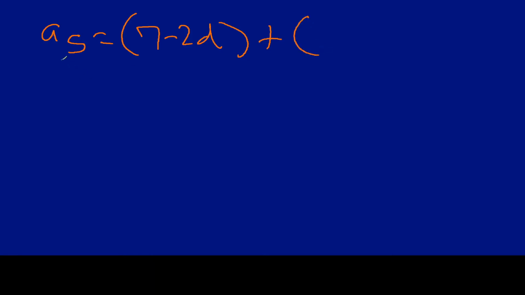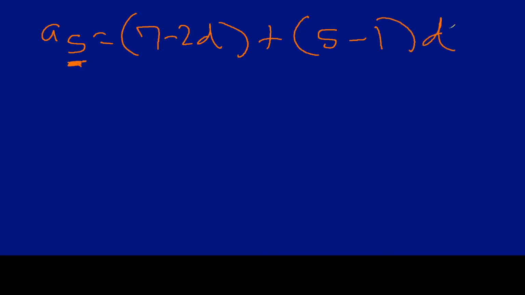So I'm going to have here A sub 5, which is going to be 17. Equals, now we know what A sub 1 is. It's going to be 7 minus 2d. We learned that on the previous screen. Plus, and we know our n is going to be 5 because it's this term right here, 5 minus 1 times the quantity d.